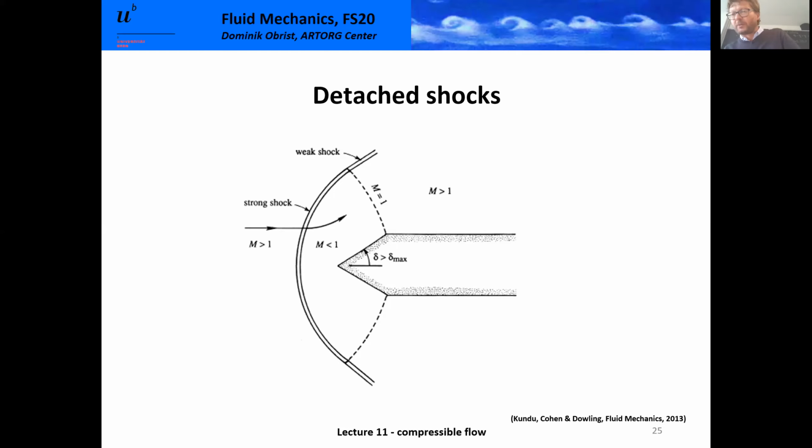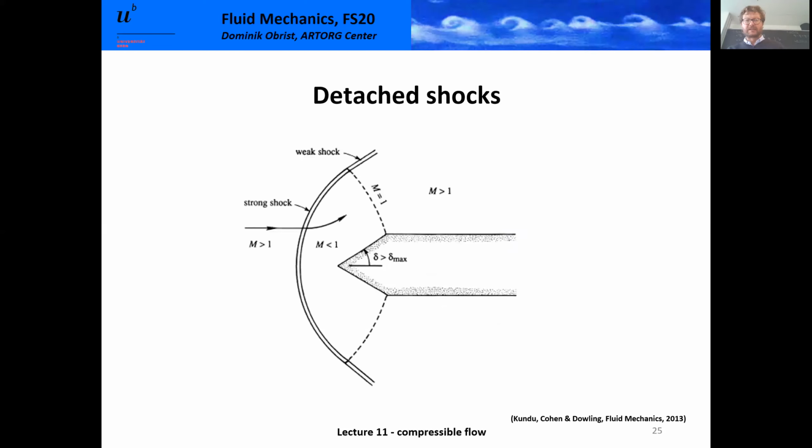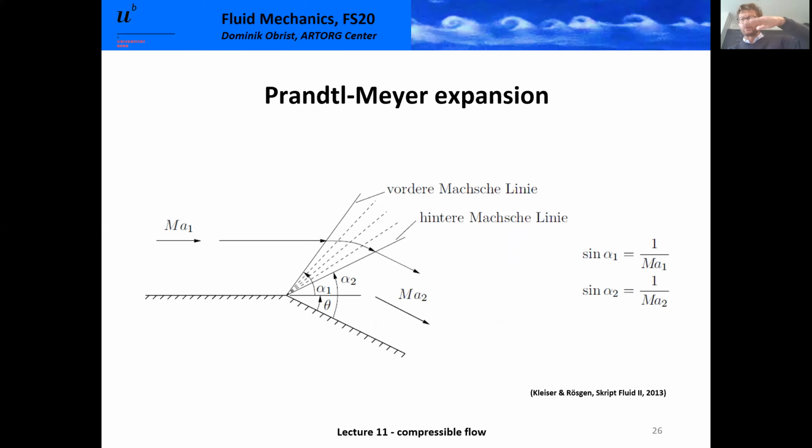Okay, so we're nearly done. Just one last phenomenon. In the oblique shock, we looked at what's happening if the wall is concave, if it's coming up. The question is, what is happening if we have a convex corner, so if the wall is going down? In that case, we don't have a shock anymore. We have a continuous solution, and the continuous solution is a so-called expansion fan.